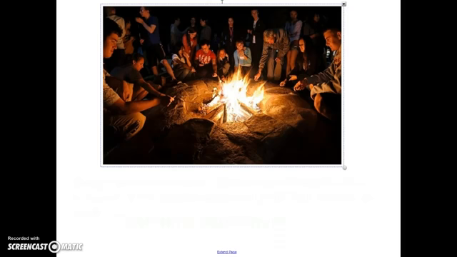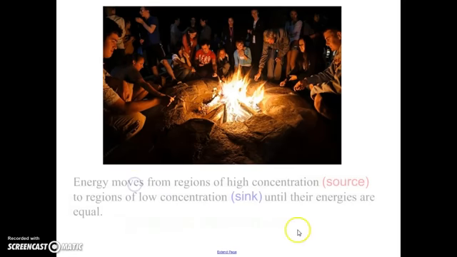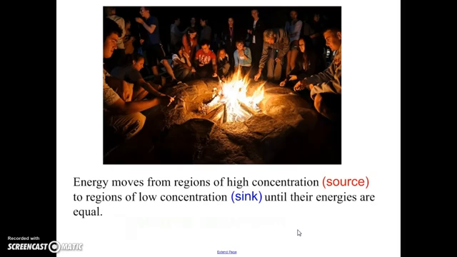So you've probably experienced a situation like this, where maybe you were at a campfire, either at camp or on a beach, and obviously part of this image is warmer than the rest. The fire would be the warmer part, and the surrounding area is the cooler part. Well, energy always moves from places where there is a high concentration of energy, which we call the source, to regions of lower concentrations of energy, known as the sink.